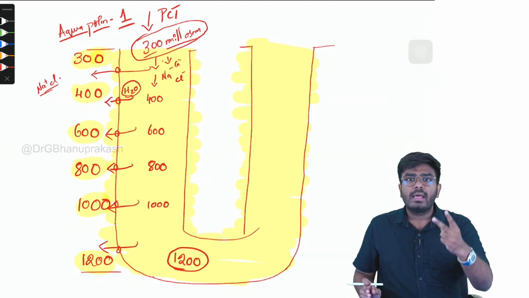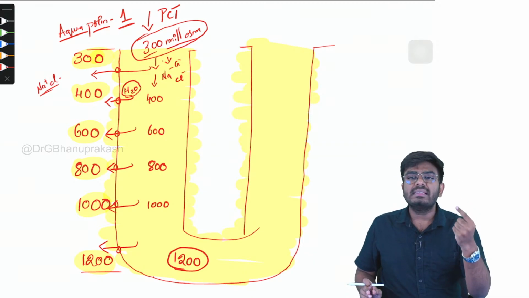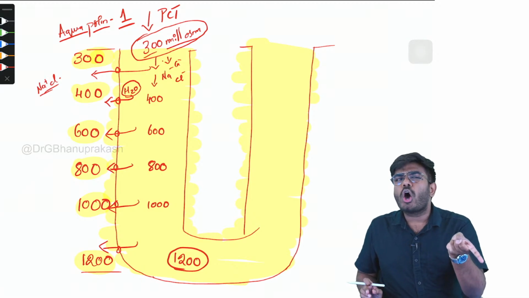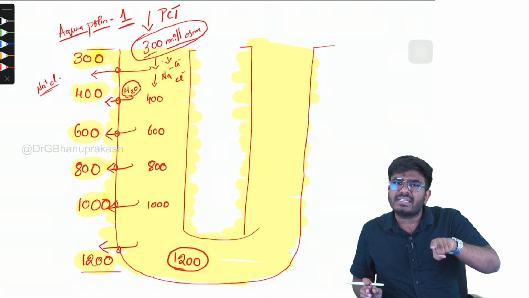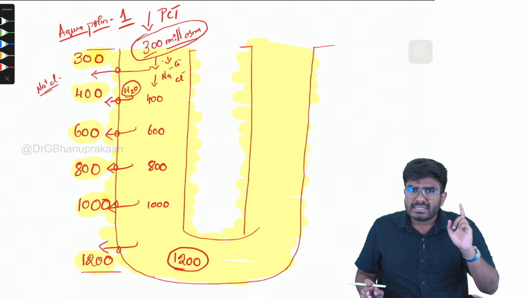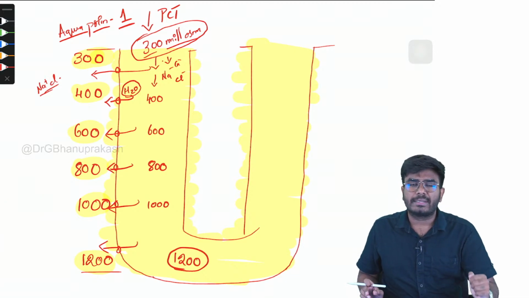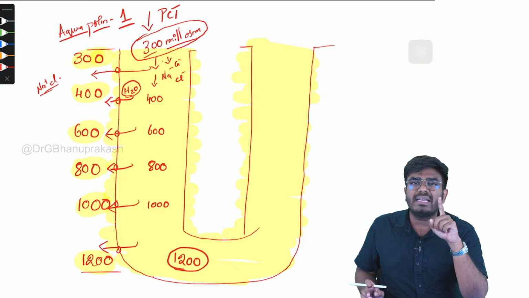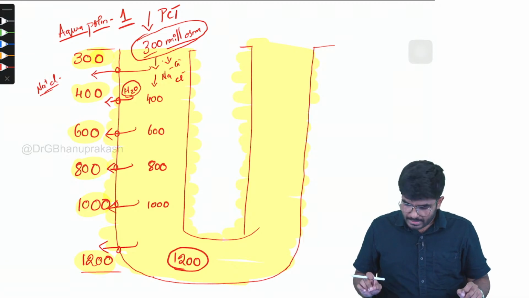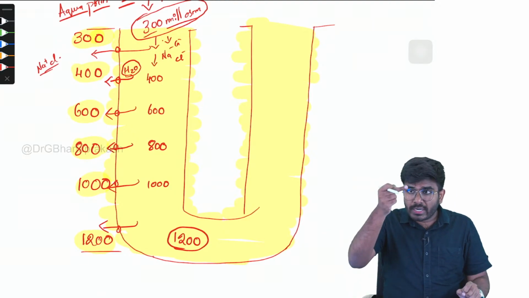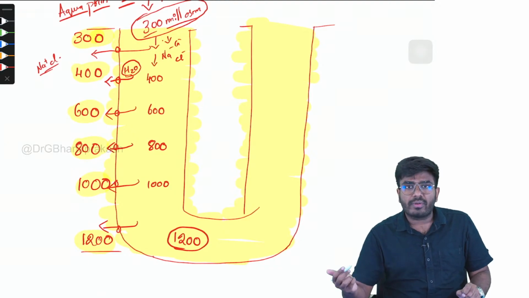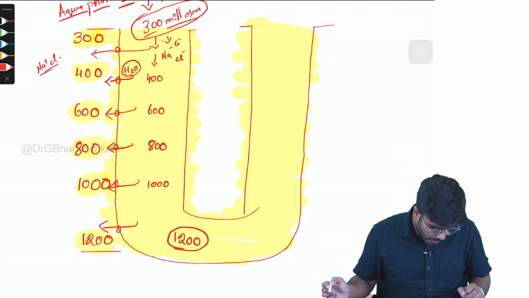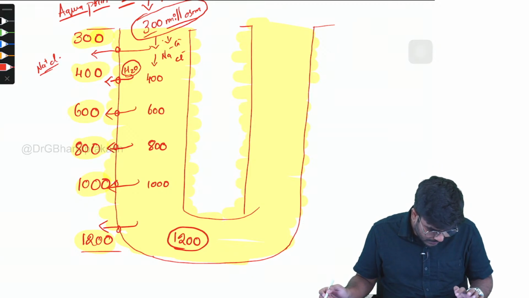Second important point, descending limb of loop of Henle. Can I say something like this? Is the descending limb of loop of Henle a concentrating segment or a diluting segment? I'm asking you guys, you should answer it. When the urine is going down in the descending limb of loop of Henle, is urine getting concentrated or diluted? Come on guys, you should answer. I'm just checking the live chat.